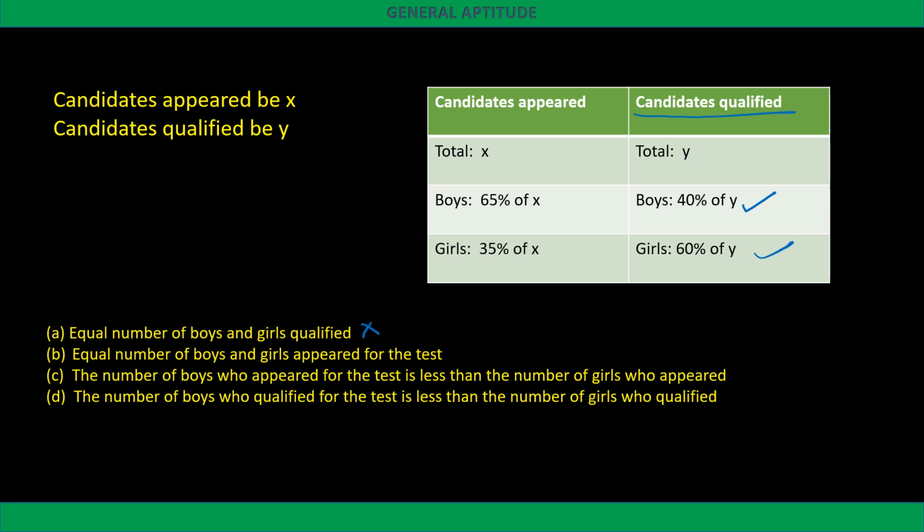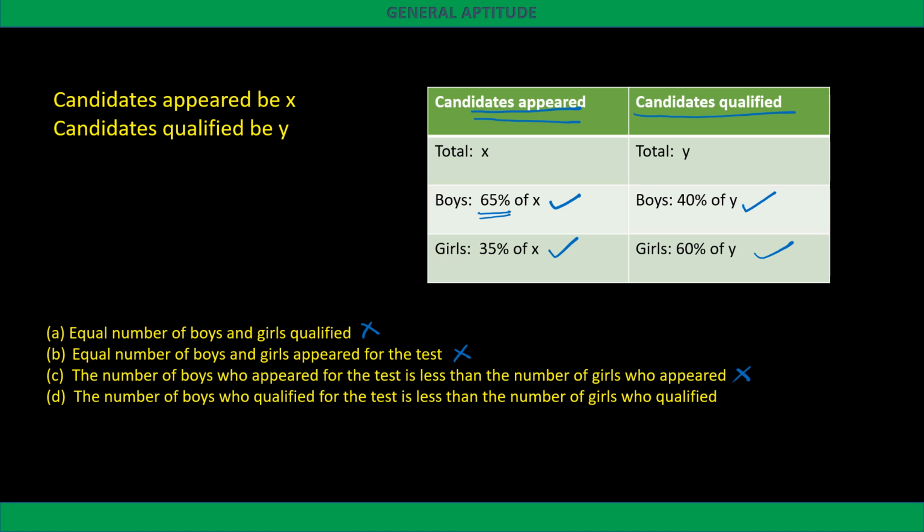Now, equal number of boys and girls appeared for the test. This is the appeared candidates. Boys is 65%, girls is 35%. So they are not equal. The number of boys appeared for the test is less than the number of girls who appeared. In the appeared candidates, we can see that 65% is boys, that is, boys is more. So this option is also wrong.